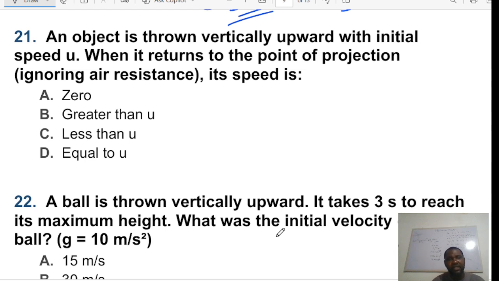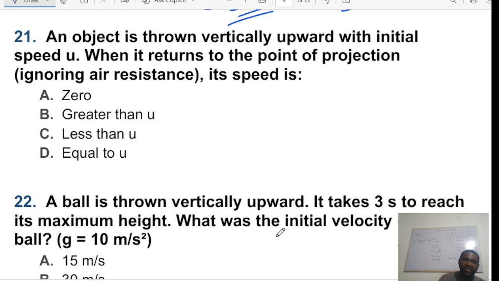Now this one says an object is thrown vertically upwards with an initial speed u. When it returns to its point of projection, ignoring air resistance, its speed is, okay, I like to say this, that when you throw an object with a particular speed and it gets to the maximum height, as it's going up, the speed reduces. As it keeps going, the speed reduces. But once it gets to the maximum height, it becomes 0. Then it starts coming down, the speed keeps increasing until it gets to the ground.